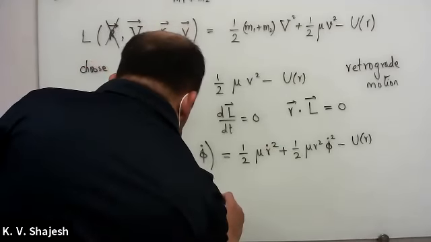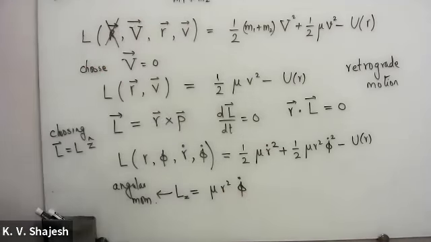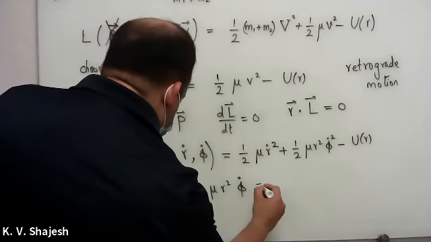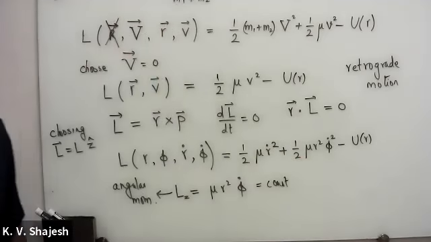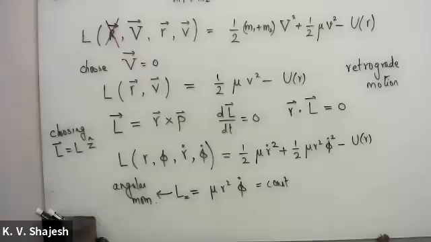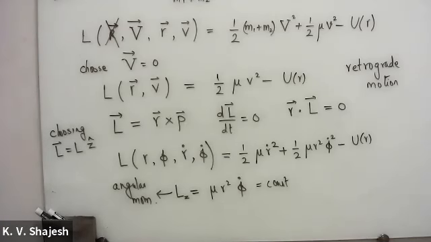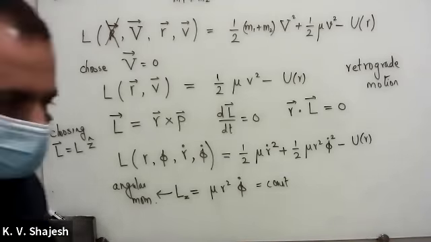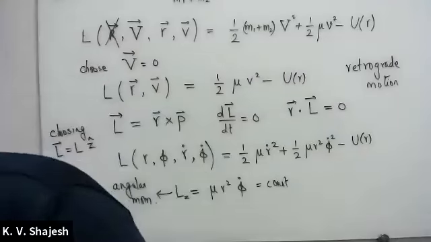So Lz is mu r squared phi dot. That's equal to a constant, which immediately tells us that I can replace phi dot now. So there's only one parameter, then, that's just the radius. So how far you're from the center decides the motion completely. r and r dot give you everything for the problem. Okay, so choose that.